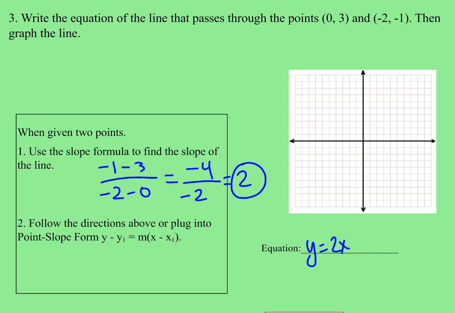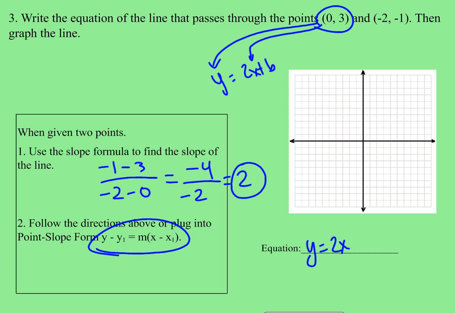I can do one of two things. I can either put it in here like I did before and put it in y equals 2x plus b. I can put one of these points in there and figure out what b is, or I can use point slope form right here. Either way is going to be fine.